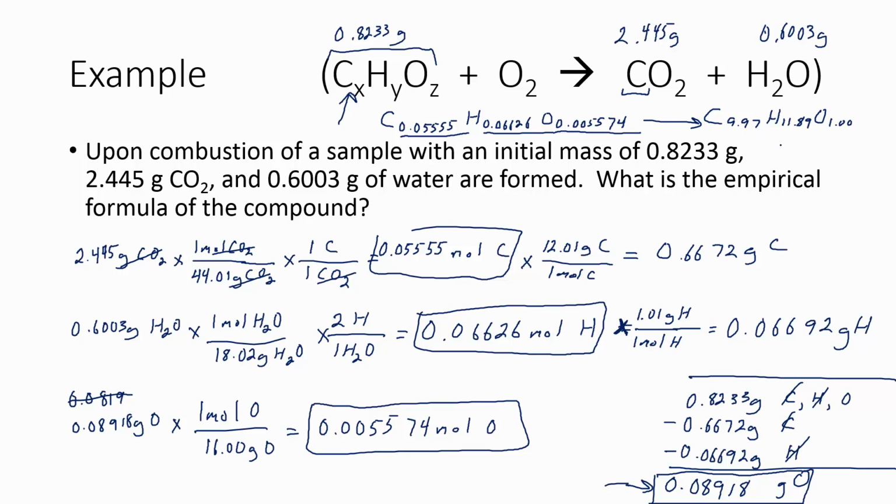All right, so now again we use our logical deductive reasoning and say this must be C10, H more than likely 12, although that's a little bit dicey, but not really. 11.9, that's 12. O1. There's our empirical formula for this compound.